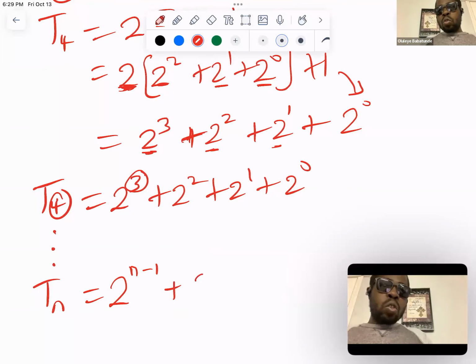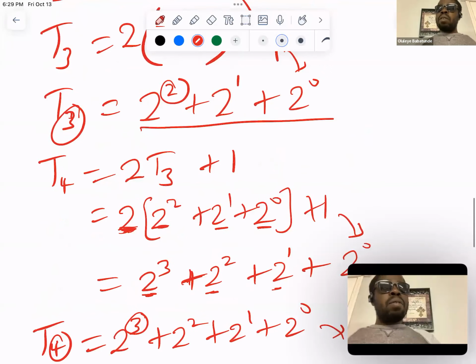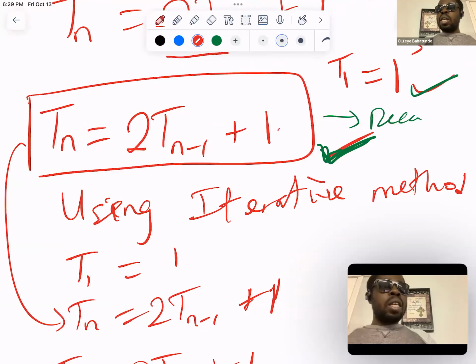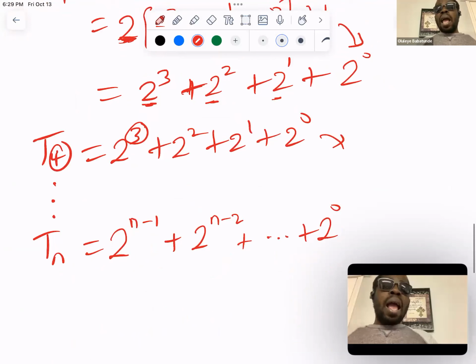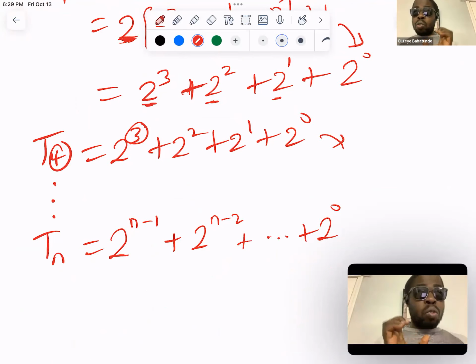Next to 2 to the n minus 1, to the left of it, is 2 to the n minus 2. And you go on that way until 2 to the 0, which is the last one. Remember, I am representing this plus 1 here as 2 to the 0. The reason is because I have the others as powers of 2, so I do not want the 1 to be separate. So I made it 2 to the 0.